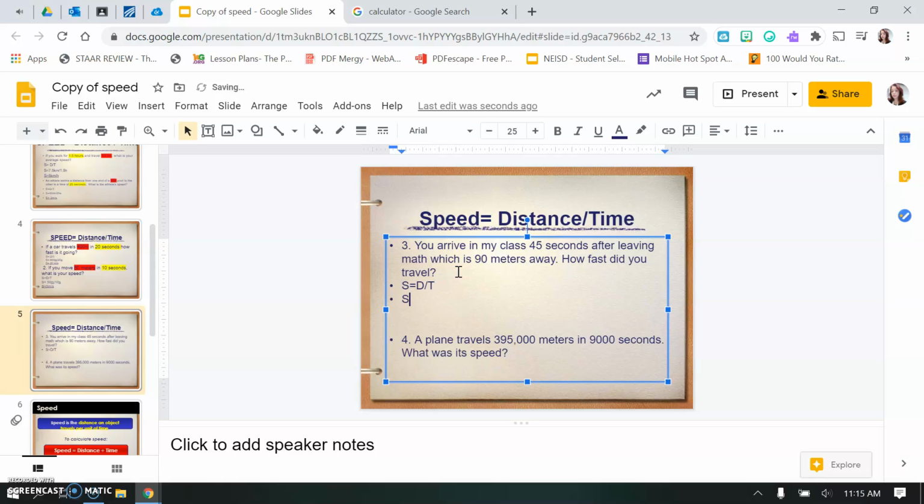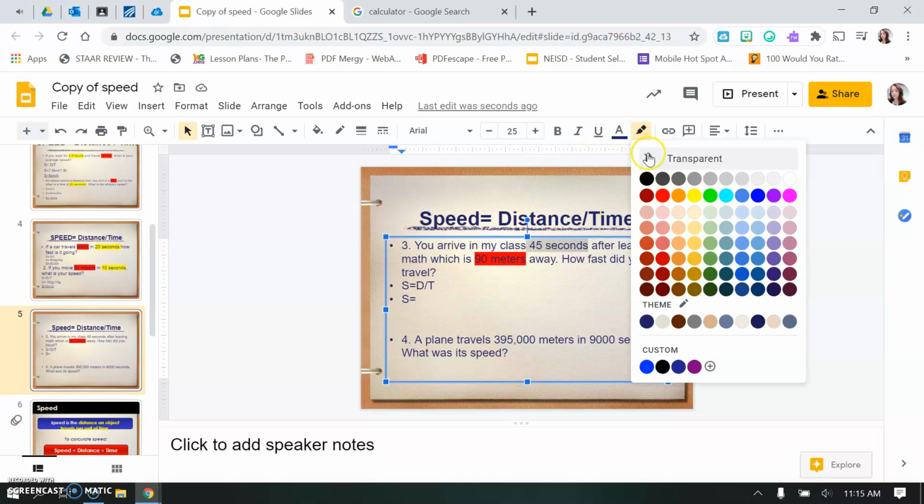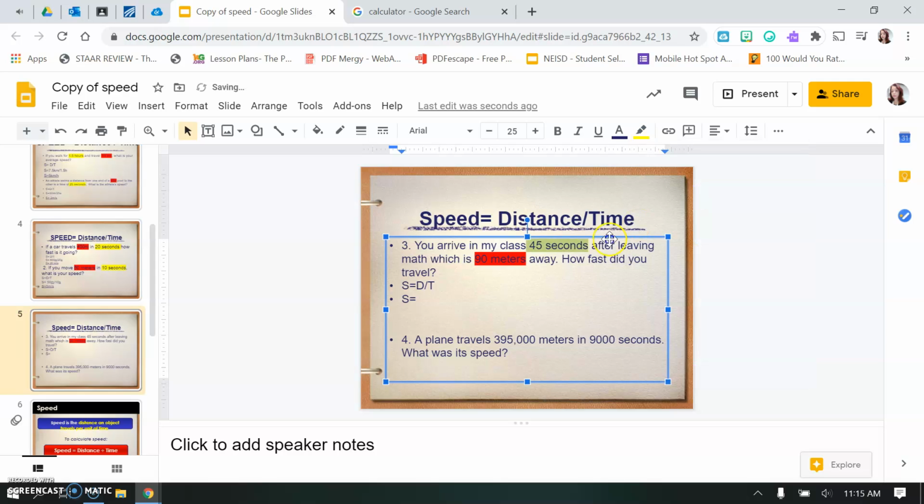And then we're going to insert our numbers into the formula. So we need to find our D, our distance. It says you arrive in my class 45 seconds after leaving math, which is 90 meters away. So meters is our distance. So we can highlight our distance. And then let's find our time. It says you arrived in my class 45 seconds after leaving math. So it took you 45 seconds to walk 90 meters. So we're going to highlight our seconds.